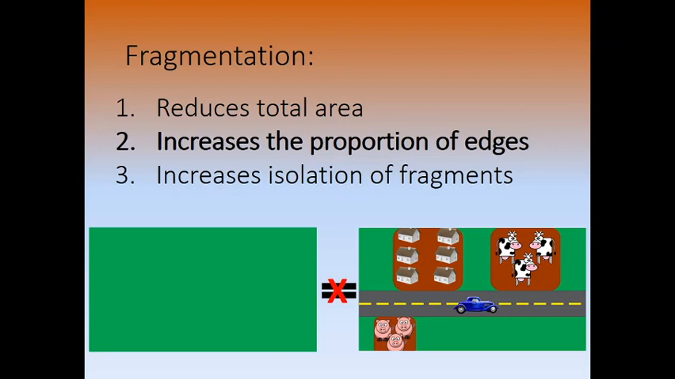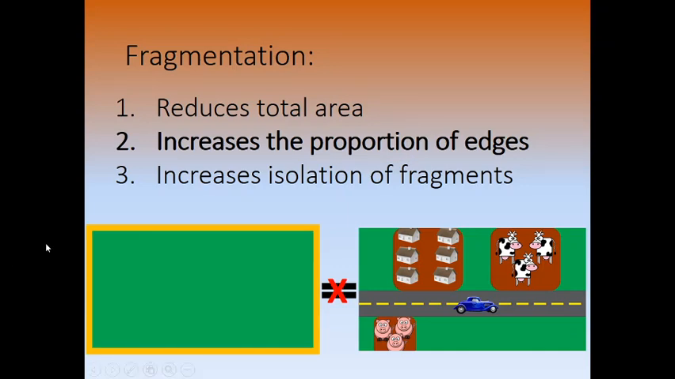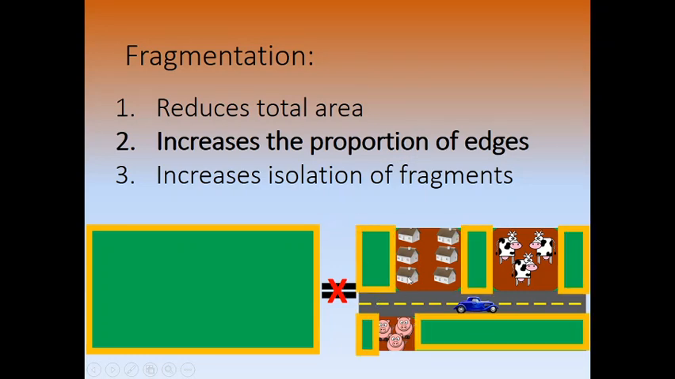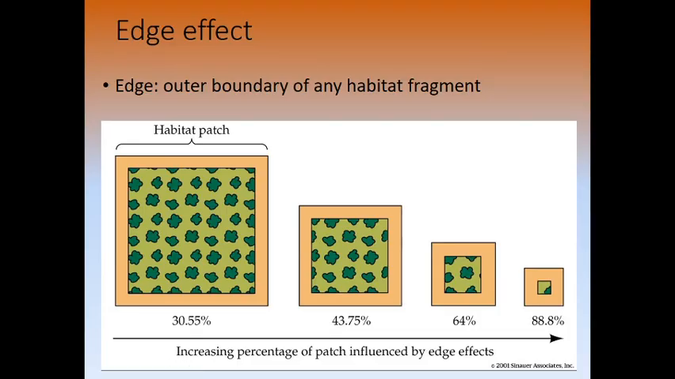When we do habitat fragmentation, though, we also increase the proportion of edges. So in the original habitat, let's say this is now a forest, there was only this amount of edge. But now we've got a lot of edges around every single habitat patch. And what we see is as you get smaller and smaller patches, the percentage of the patch that is edge increases.